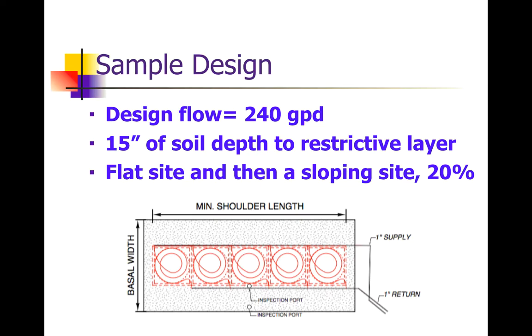So I'll give you an example or a sample design here. We'll stick with the design flow of 240 gallons a day. Our fictitious site will have 15 inches of soil depth to the restrictive layer. And we'll give two examples, one for a flat site and the other one for a max of 20% sloping site. And we're going to use this same basic coil layout that's depicted here.